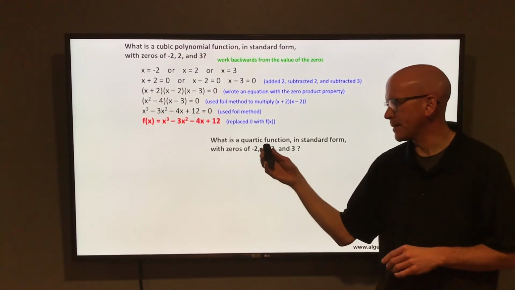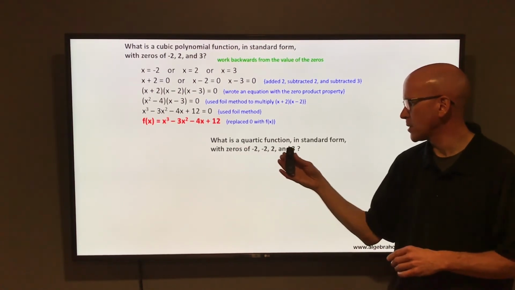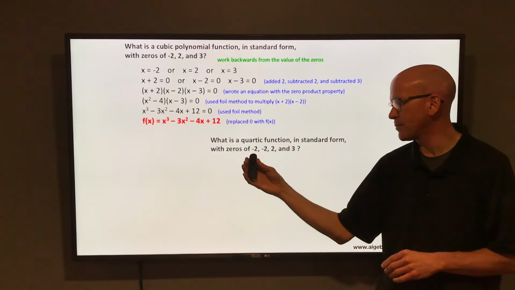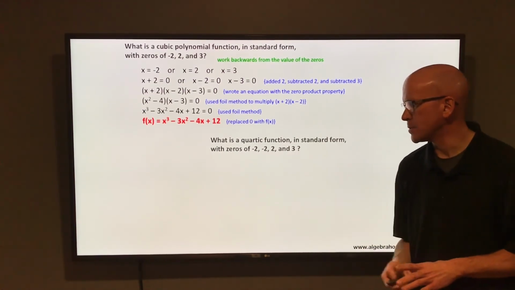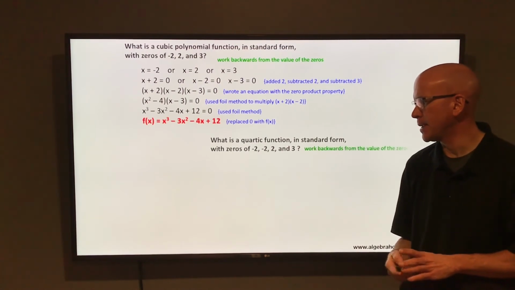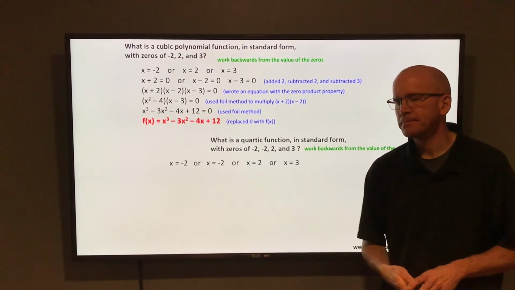What is a quartic function? That means the degree of that would be 4. What is a quartic function in standard form with zeros of -2, -2, 2, and 3? So those are the zeros. That is what x is equal to. X is equal to -2, -2 again, and 2 and 3.